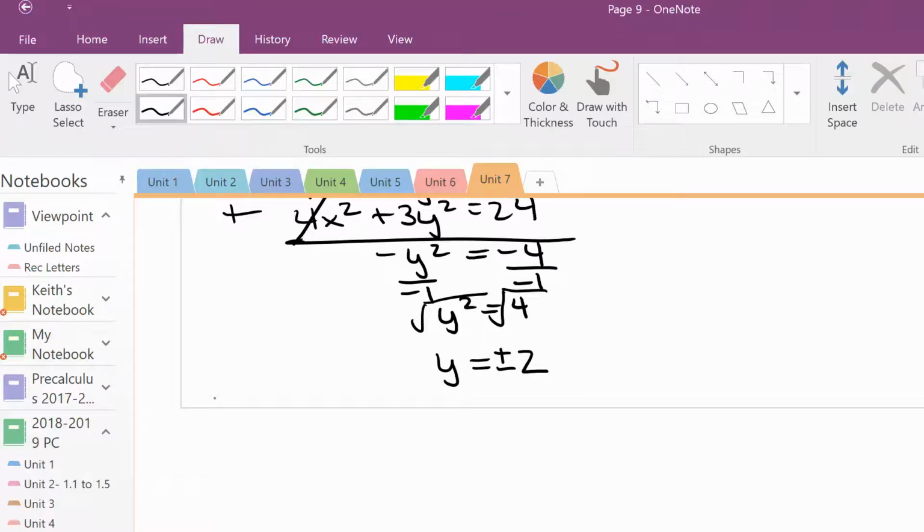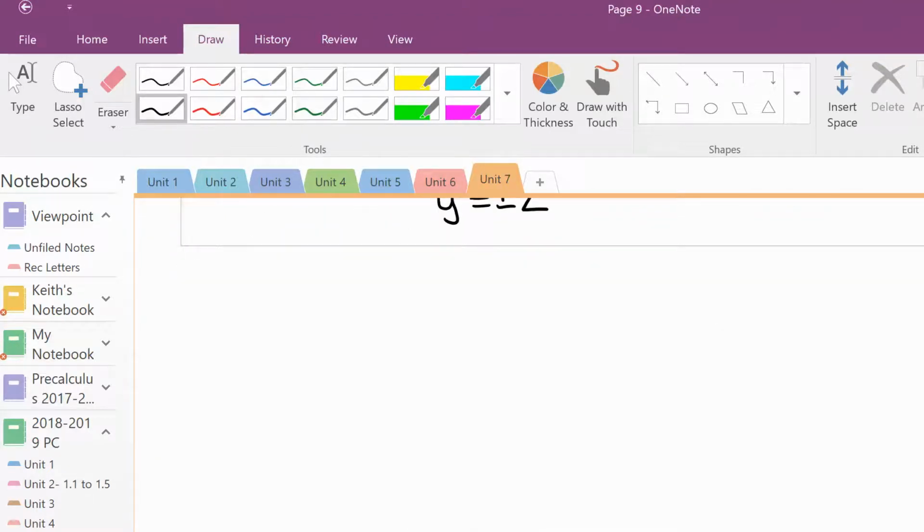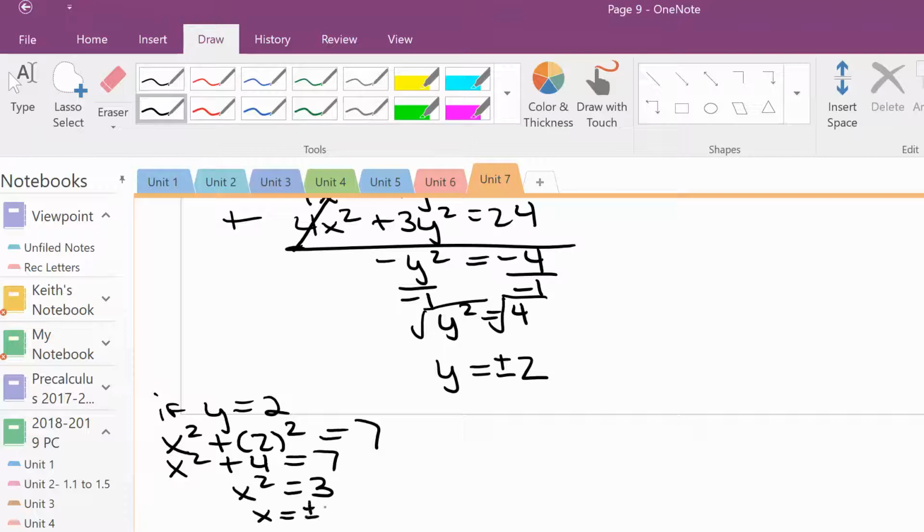So that means there's two answers for y, and you can solve it in the equation both ways. So if y equals 2, then x squared plus y squared equals 7. So x squared plus 4 equals 7, x squared equals 3, x equals plus or minus rad 3. So there are two answers for when y is 2. You get positive square root of 3 and 2, and negative square root of 3 and 2.